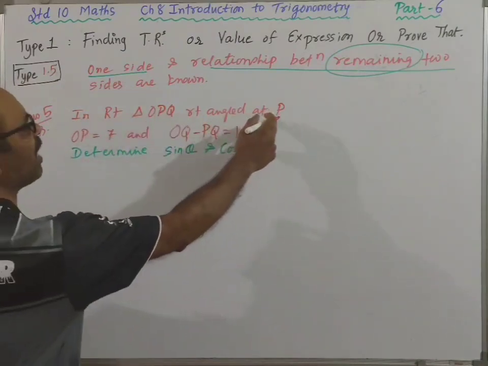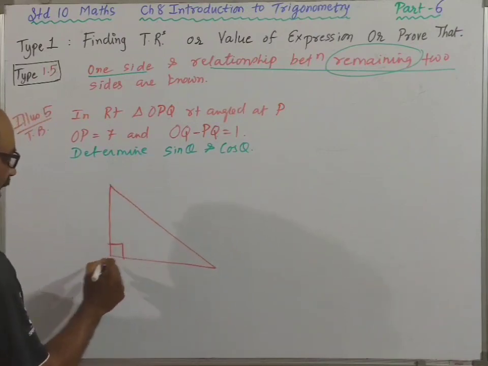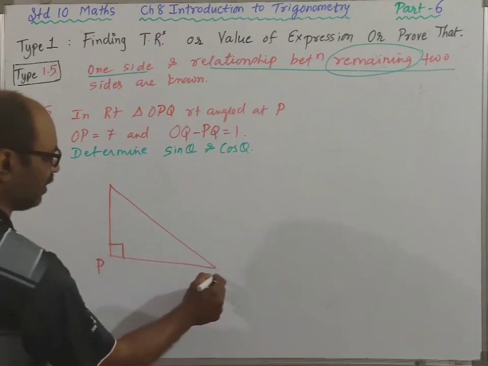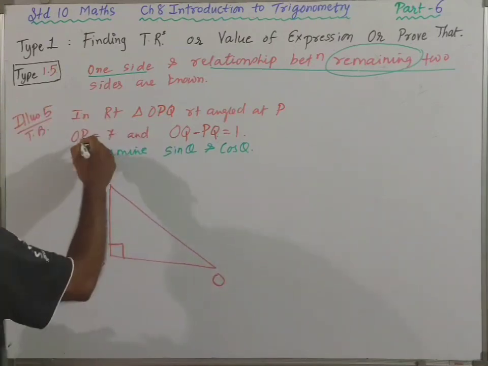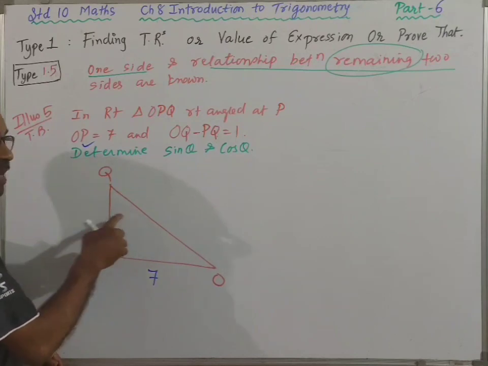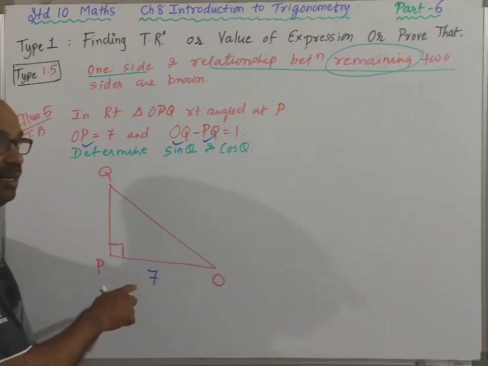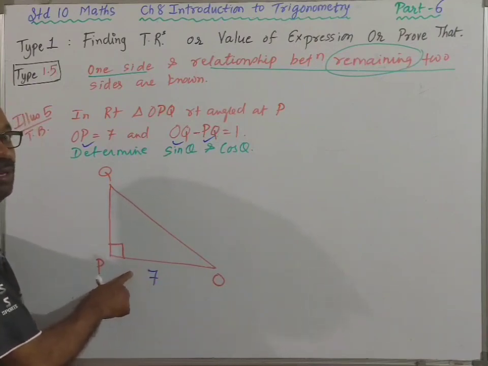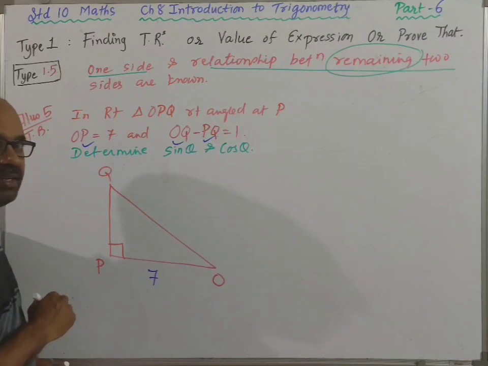In right triangle OPQ, right angled at P. So let me draw the right angle triangle. It is right angled at P. Now let me say this is O, this is Q. So in right triangle OPQ, right angled at P, OP is given. What is OP? Where is OP? Here. That is 7. So now the relationship between the remaining two sides, that is PQ and OQ, is given. In the previous example, this side was involved: relationship between OP and OQ or OP and PQ. That was easy. This is going to be a little bit tough.